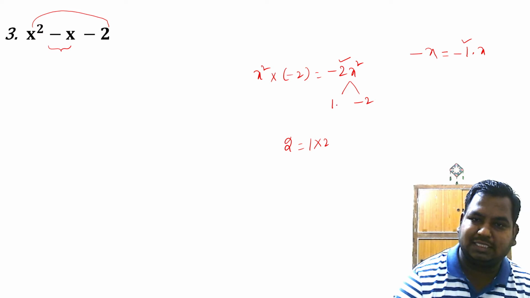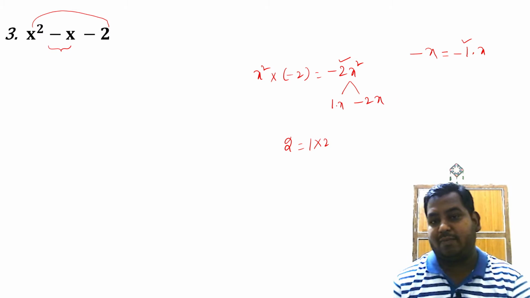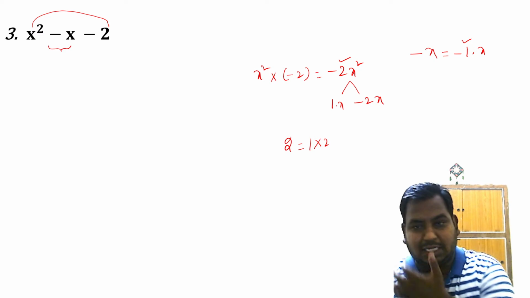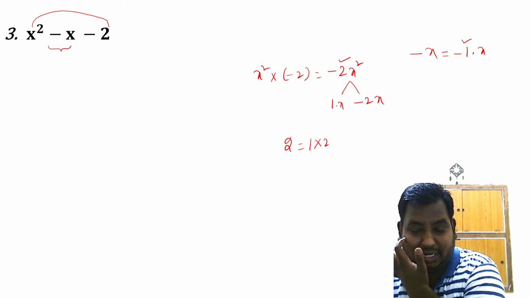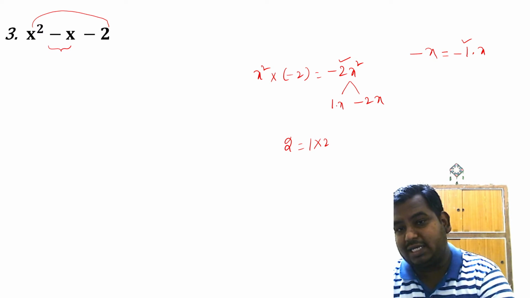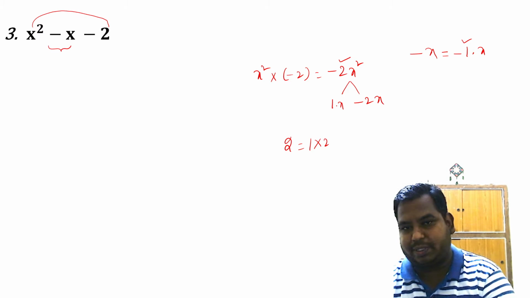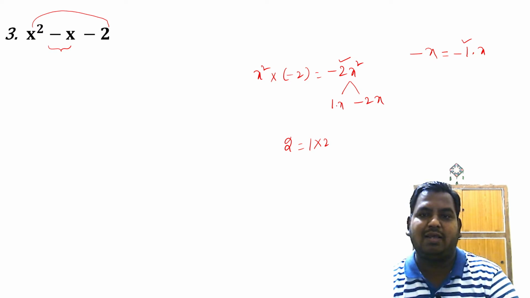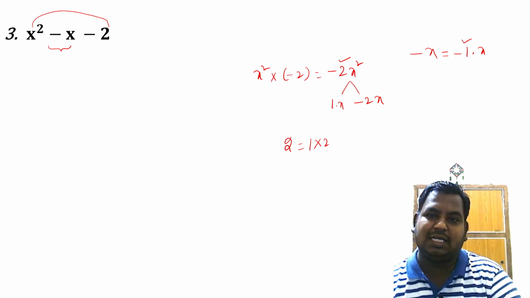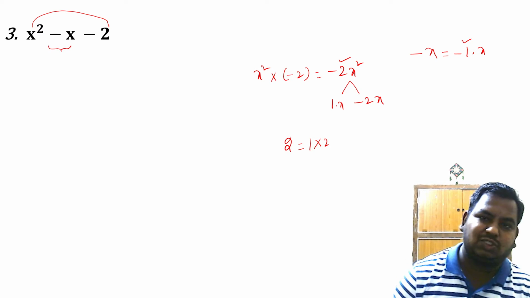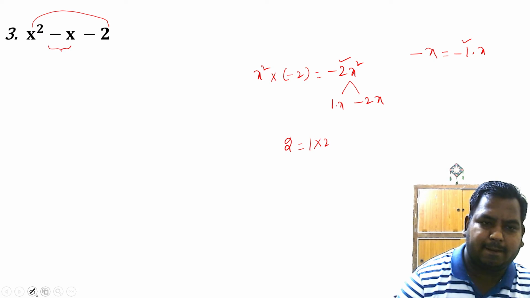So what I should do, I can change 1 as 1x and I can change minus 2 as minus 2x. 1x minus 2x is minus 1x. 1x into minus 2x is minus 2x square. So we have split minus 2x square into two terms such that their sum is minus 1x and the product is minus 2x square.